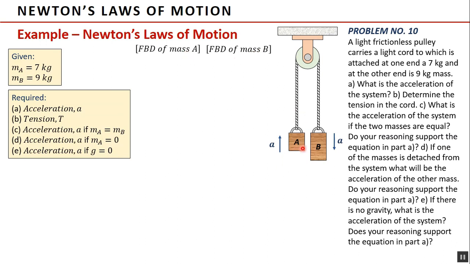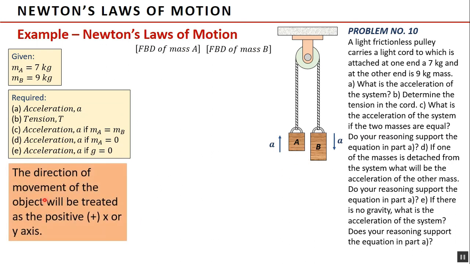In pulley systems like this, we will make some adjustment on the sign convention of the x and y axis. We will apply this simple rule: the direction of movement of the object will be treated as the positive x or y axis. So this is the y axis. As you can see, mass A is accelerating upward, therefore, following this rule, we label this as positive y-axis and the opposite axis will be the negative y-axis. Then we indicate the forces acting on mass A, so we have its weight W sub A, and the upward tension T. For the free body diagram of B, this is the y-axis and here is mass B.